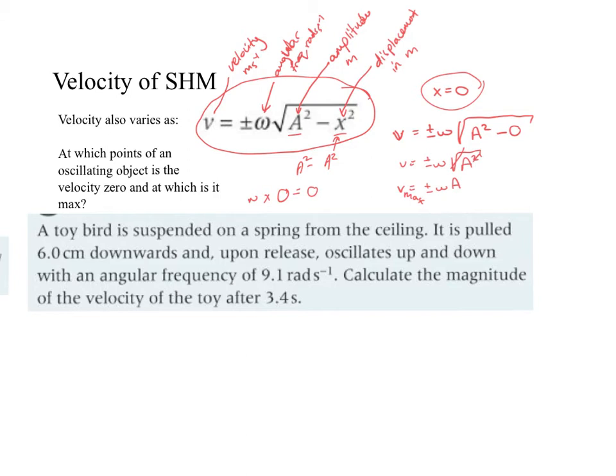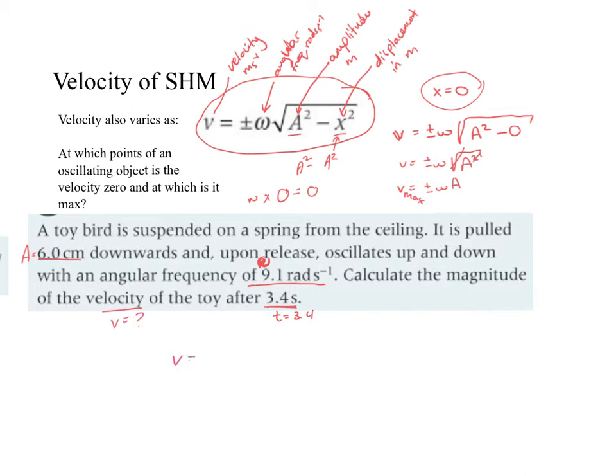So this is an example question. A toy bird is suspended on a spring from the ceiling. It is pulled 6 centimeters down, so that's your amplitude. And upon release, it oscillates up and down with angular frequency. So it gives you your angular frequency there. So that's omega. Calculate the magnitude of the velocity of the toy after this time.